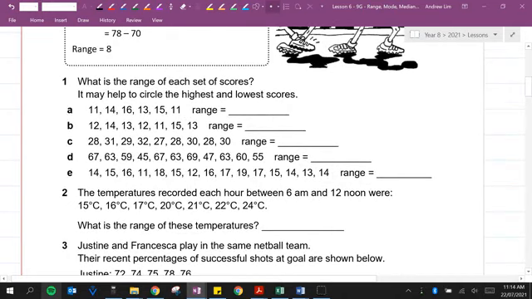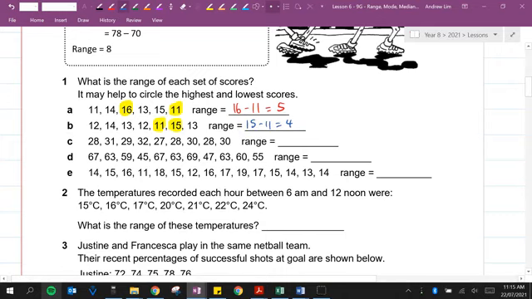What is the range of each set of scores? It may help to circle the highest and lowest scores. I'm going to highlight them. So question A, I can see that the highest score is 16 and the lowest score is 11. So 16 minus 11, which is 5. I'll do one more. The highest score for B is 15. The lowest is 11. So the range is 15 minus 11, which is just 4.